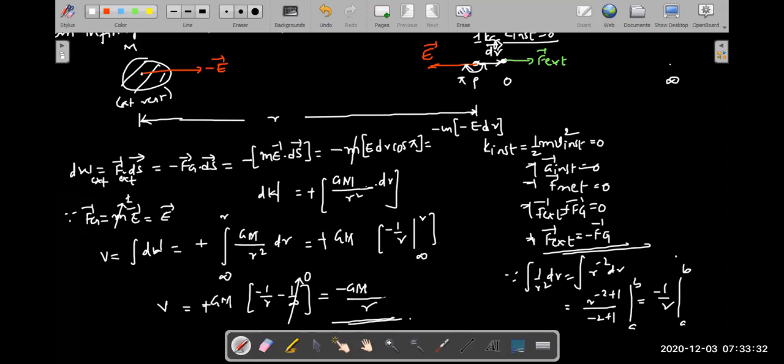So now substitute the value of m as how much? 1, because we are calculating it for 1 kilo of mass. Substitute it for 1. So what will you get? You'll get plus e dr. Is it okay? Got it, sir.